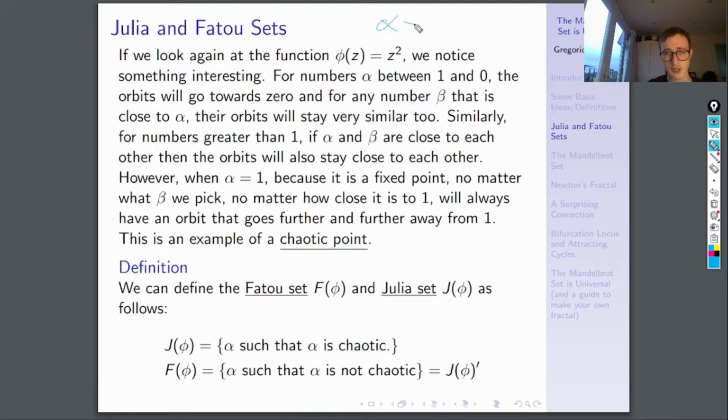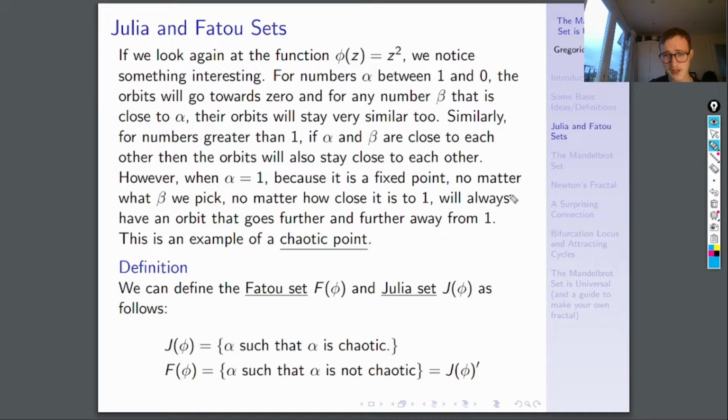But here's the special part. If we pick alpha equals 1, then the behavior is very different. If we pick some beta very close to 1, like 0.999, that will go towards 0. And if we pick some beta very close to 1 above 1, then it will slowly but surely go up to infinity. So it will get further and further away, whereas alpha equals 1 doesn't do either. So the behavior is drastically different, even though we can pick the other input beta to be as close to 1 as we want. So 1 is very interesting, and 1 is called a chaotic point. And the Julia set is the set of all chaotic points.